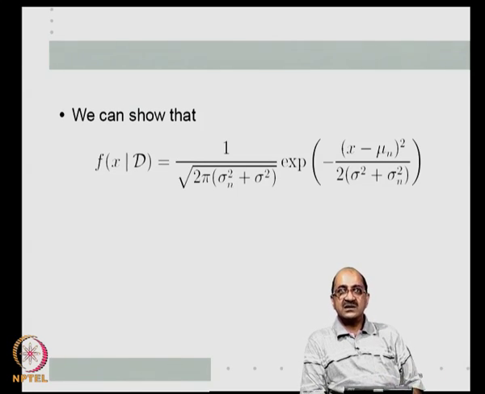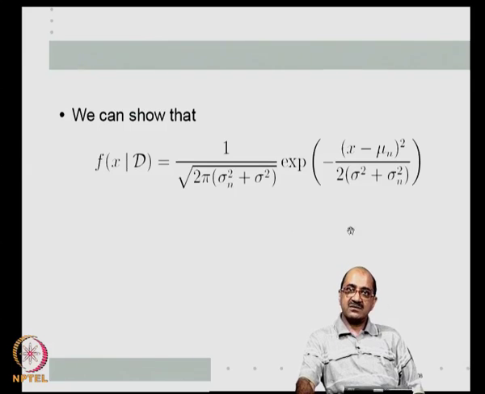What is this? This says f of x given D is Gaussian with mean mu n and variance sigma square n plus sigma square, right.